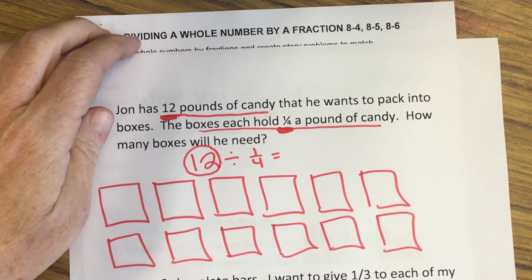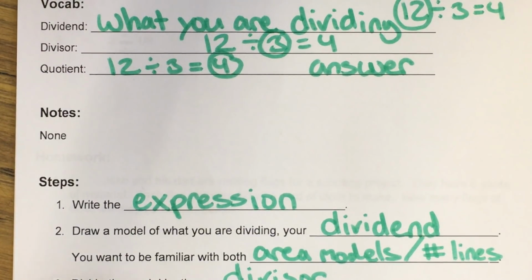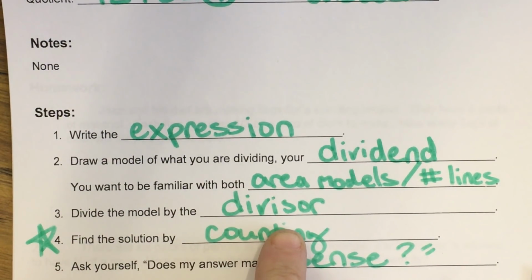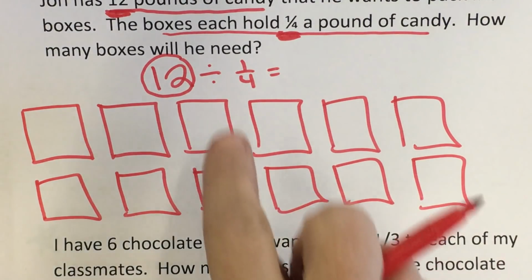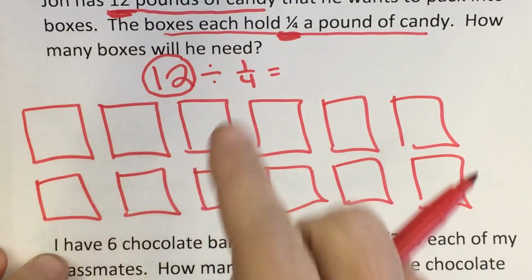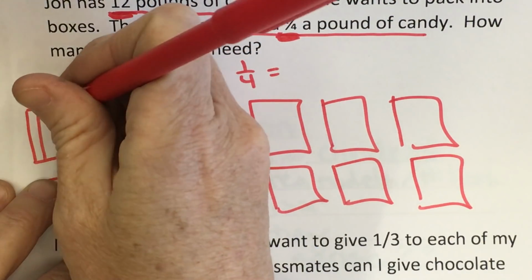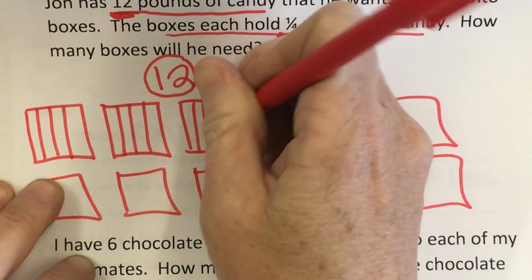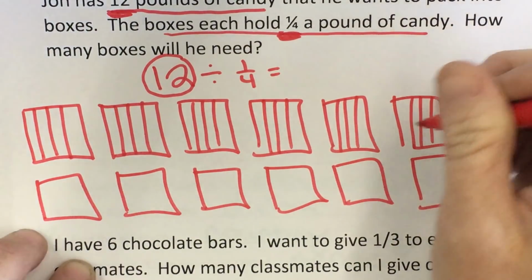Okay, let's look at my next step. My next step says, now I'm going to, let me move it up, divide the model by my divisor. Okay, so here's my model, 12, and my divisor is 1/4. So I'm gonna take each pound of candy and cut it into fourths.